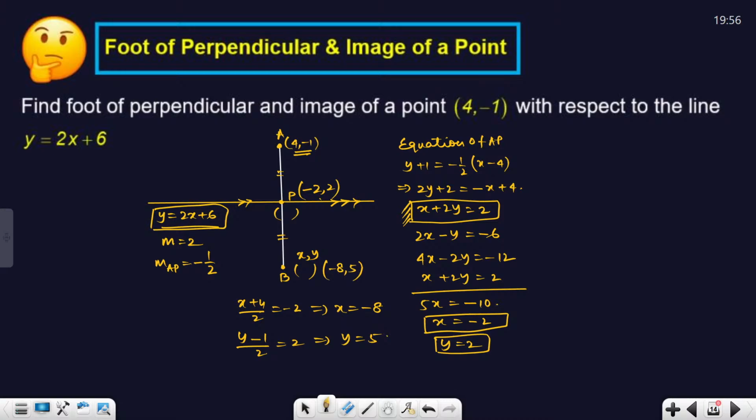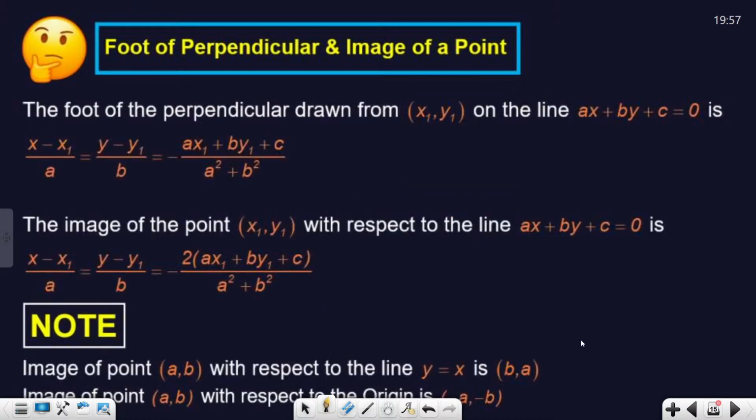Okay, so this is the actual method of finding out the foot of the perpendicular and its image. But it is not possible for us to do it in the examination, because such a long process will take a long time. Now, what we will do is simply apply a formula. I am giving you a ready-made formula for this. What is that?